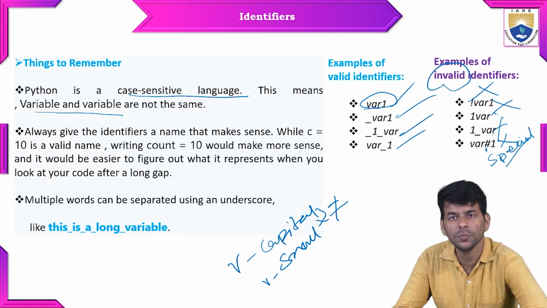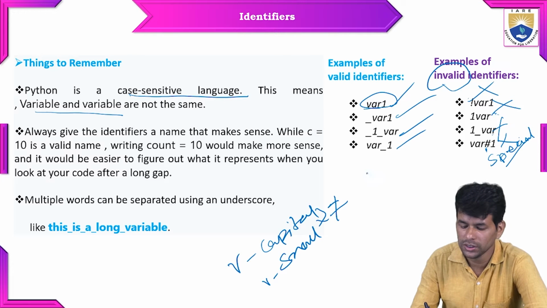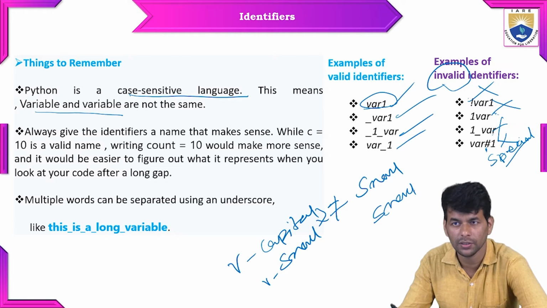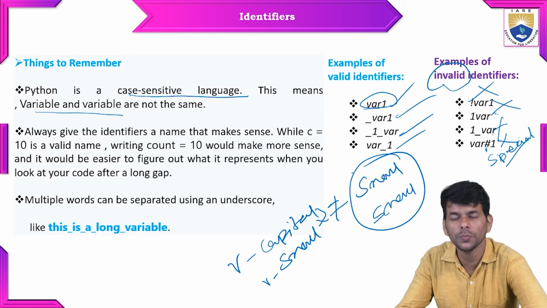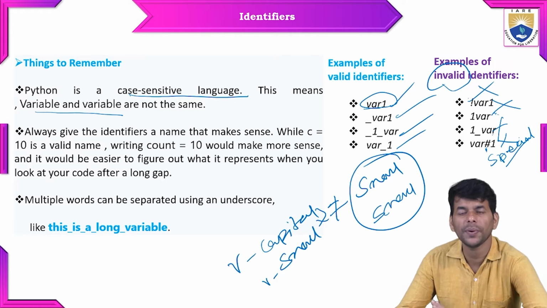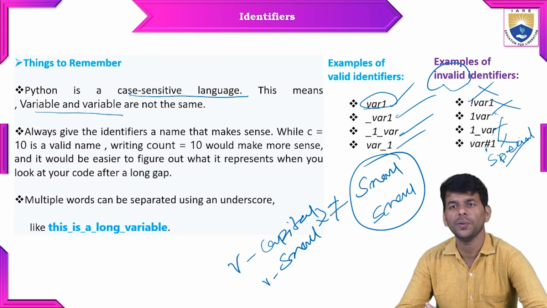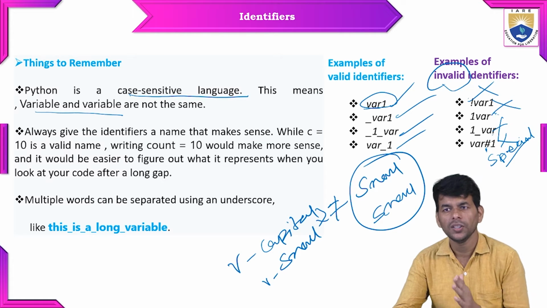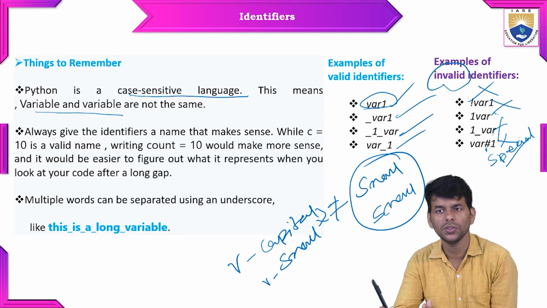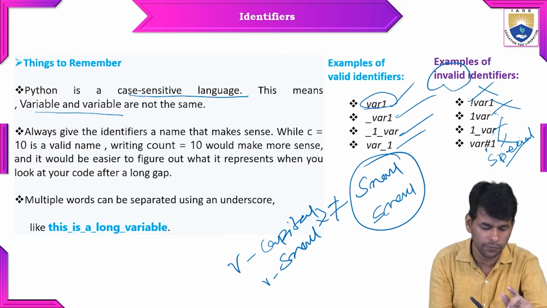Case sensitive language means if you are using small letters for the opening, you have to use small letters for the ending as well. Both have to be the same way, whether that is a small letter or an uppercase letter, whatever it may be. So this is about the case sensitive language.